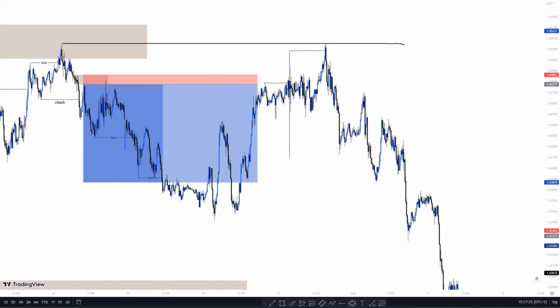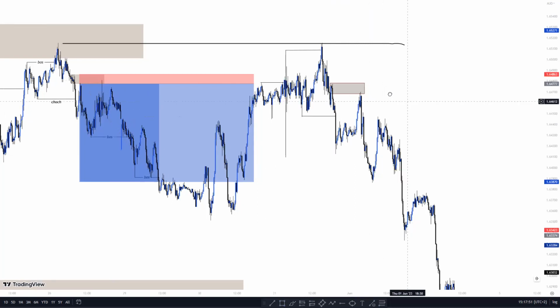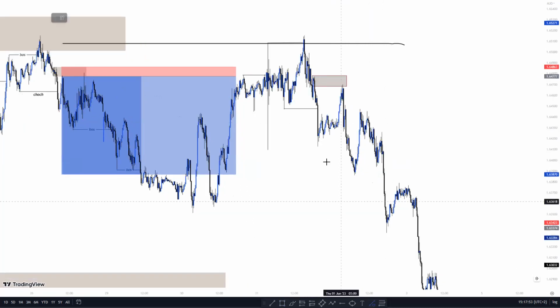Now we have what? Change of character. What is this now? Well, change of character here. Then we have our pullback here. That was going to be a nice setup also. Right, then we have another break of structure here. Then we have a pullback, another one in this area.